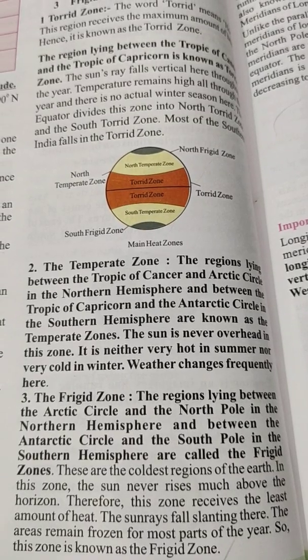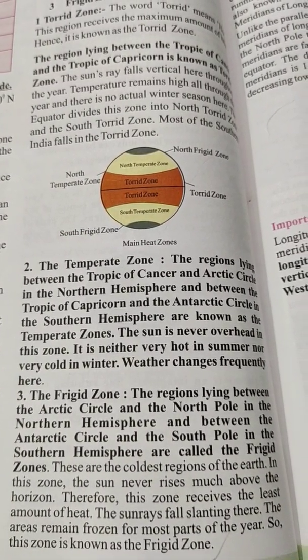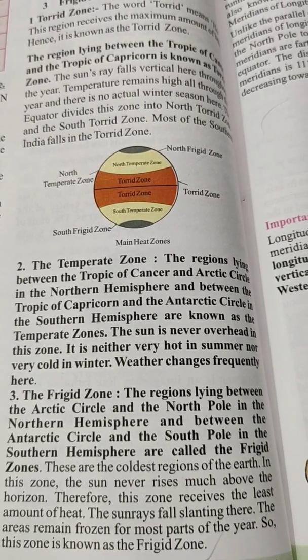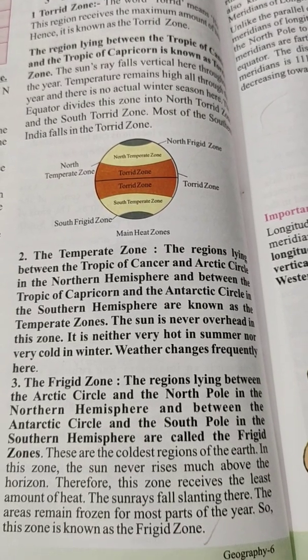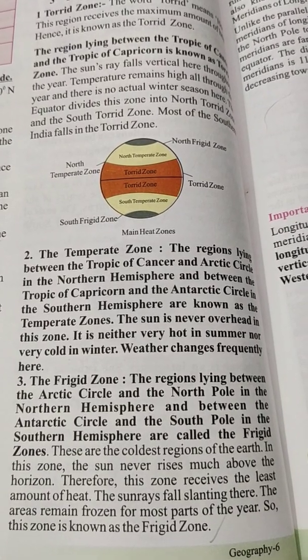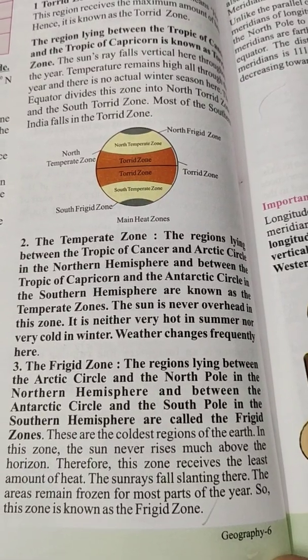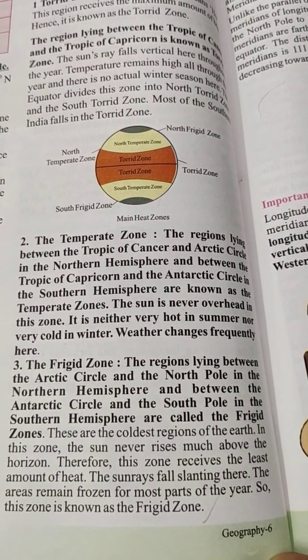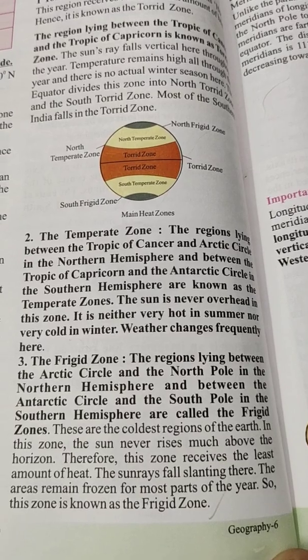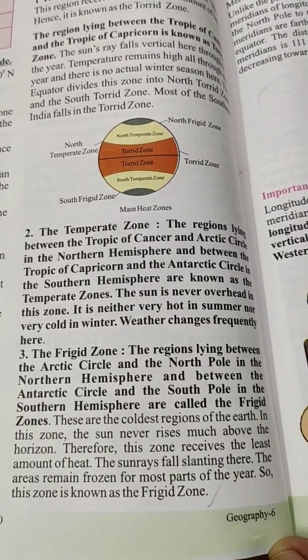Number 3, the frigid zone. The regions lying between the Arctic Circle and the North Pole in the northern hemisphere, and between the Antarctic Circle and the South Pole in the southern hemisphere, are called the frigid zones. These are the coldest regions of the earth. In this zone, the sun never rises much above the horizon.